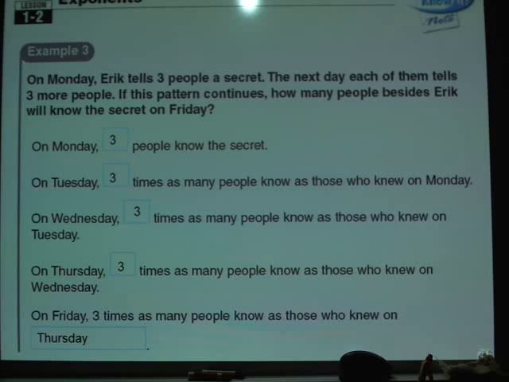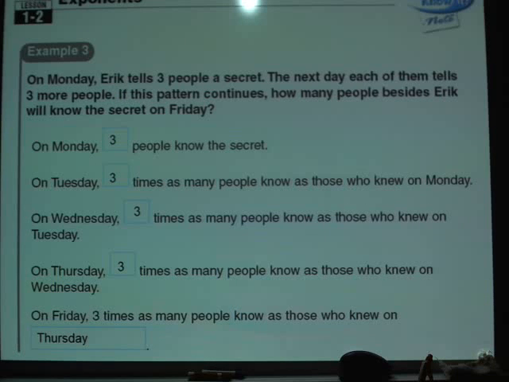All right, let's go ahead and take a look at example 3. On Monday, Eric tells 3 people a secret. The next day, each of them tells 3 more people. If the pattern continues, how many people besides Eric will know the secret on Friday?